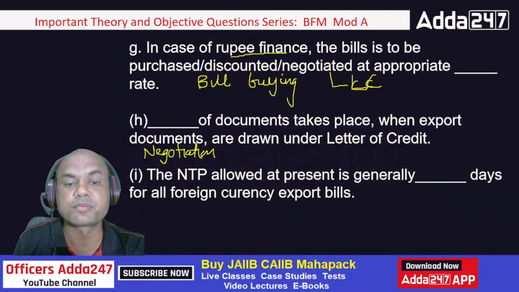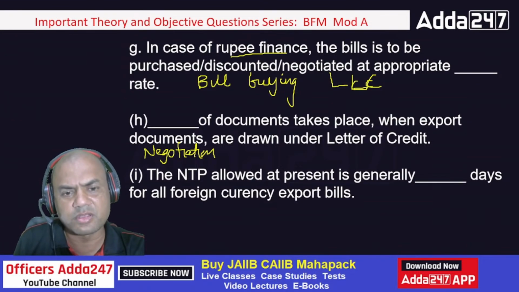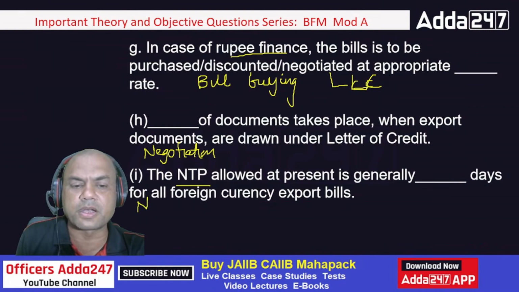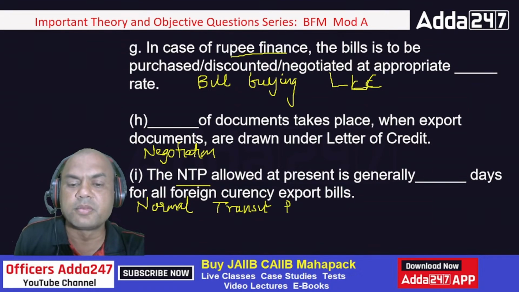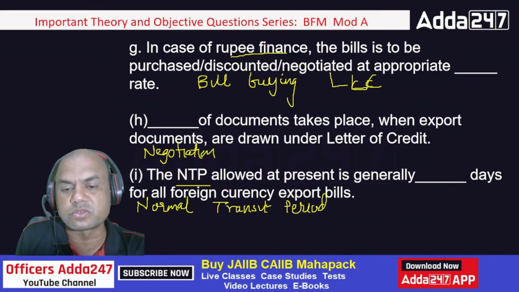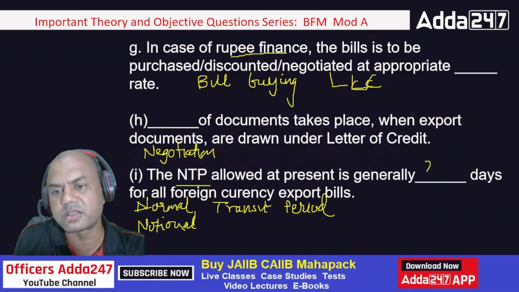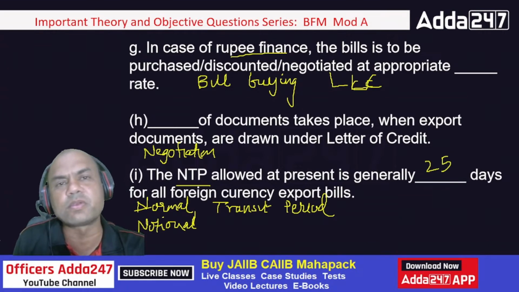Okay. The NTP allowed at present is generally dash days for all foreign currency export bills. NTP is what? There are two names to this. It's called Normal Transit Period. But some books write this as notional also, not normal. That is also okay. Notional means imaginary, hypothetical. So normally 25 days are required over here. That is approved by FEDAI.